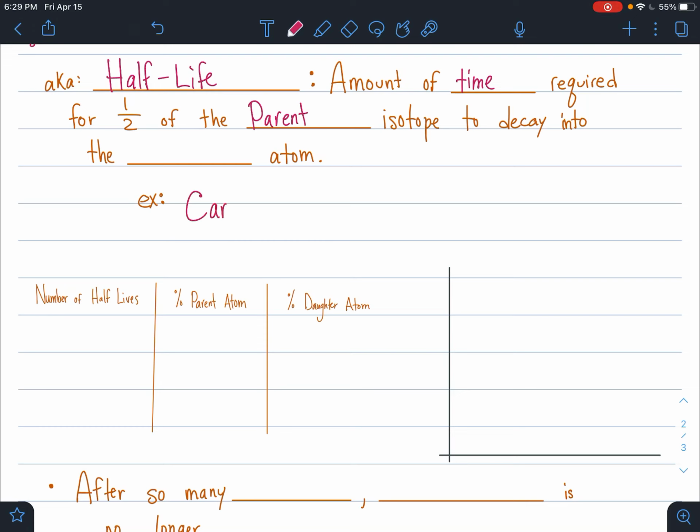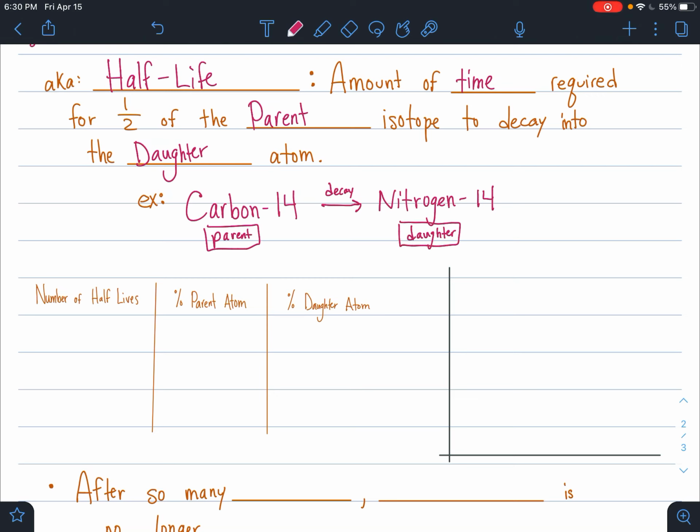Let's put this down here as our example. Let's say we have carbon-14. We draw it just like that. This is going to decay into a new element. It's now going to be nitrogen, and nitrogen is going to have 14 neutrons in its nucleus, so we call it nitrogen-14. So going back to half-life, it is the amount of time required for half of the parent isotope to decay into what we call the daughter atom, or daughter isotope. Here, carbon-14 is our parent, and nitrogen is the daughter.